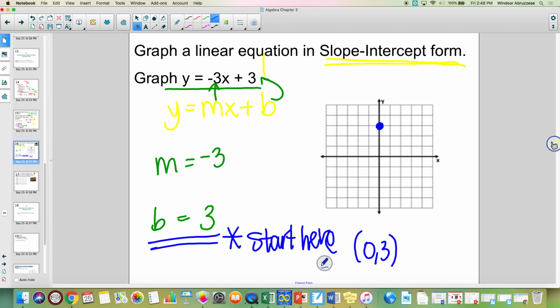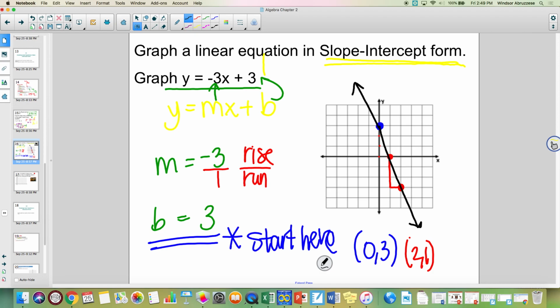Then I take my slope, and remember, slope is rise over run. So if this whole number is not a fraction, let's make it a fraction. Now I'm going to rise, -3, run 1. Rise, -3, 1, 2, 3, run to the right, 1. Here's my next solution, 2, 1. Do it again. 1, 2, 3, run 1. We can't really go anymore because of the graph paper. So I'm going to take a ruler and connect the dots. That's it. That's how you graph a line in slope-intercept form.